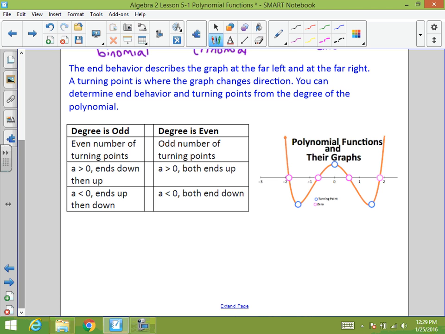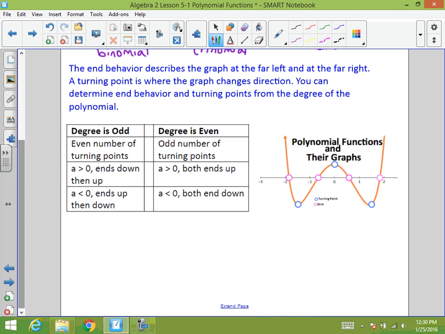If your degree is odd, you will have an even number of turning points. If your leading coefficient a is greater than 0, it will end down and then up. If a is less than 0, it ends up and then down. If your degree is even, you have an odd number of turning points. If a is greater than 0, both ends are up, and if a is less than 0, both ends are down.